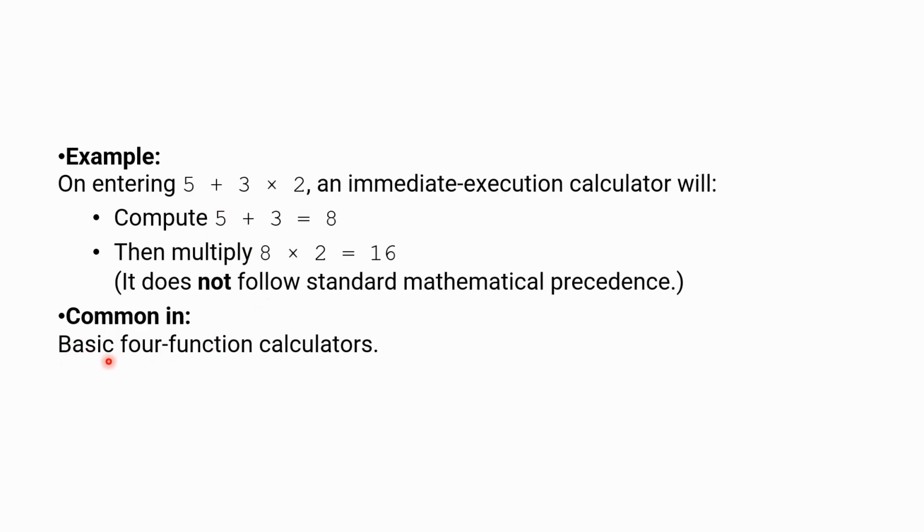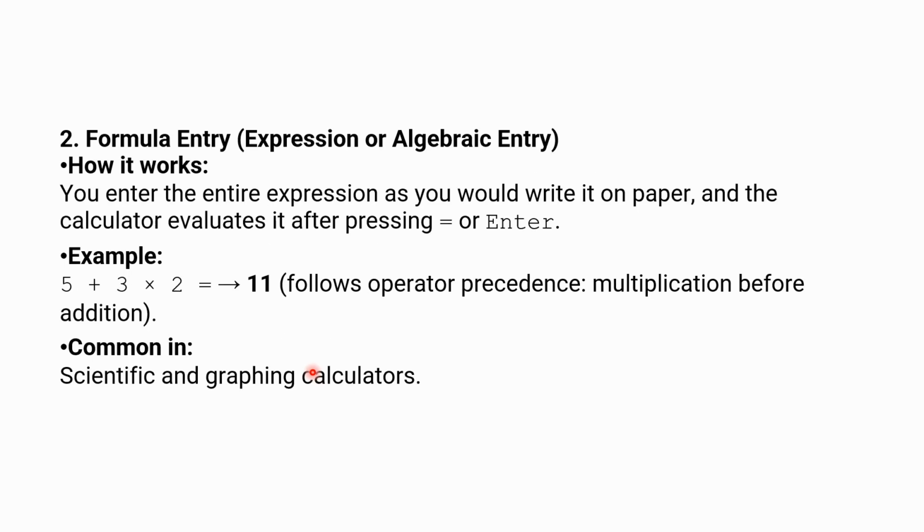So this is very common in really basic 4-function calculators that are mostly used for adding numbers, maybe multiplying a couple numbers together. Very rarely would this type of a calculator be used to enter a long expression with multiple operations. And so that's where people end up getting the wrong answers. Now, the other method is formula entry. It's also called expression or algebraic entry. But in this type of a calculator, you're able to enter the entire expression as you would write it on paper, and then the calculator evaluates it after pressing equals or enter on the keyboard.